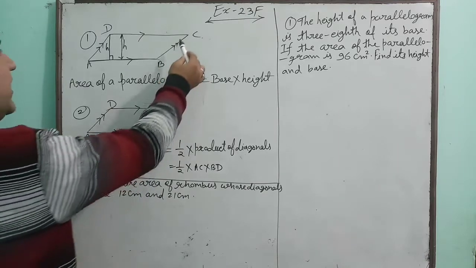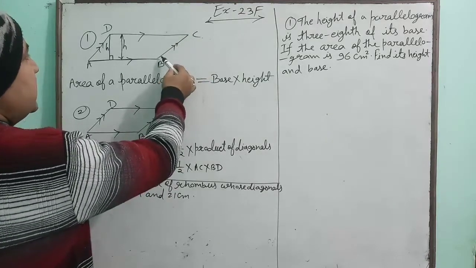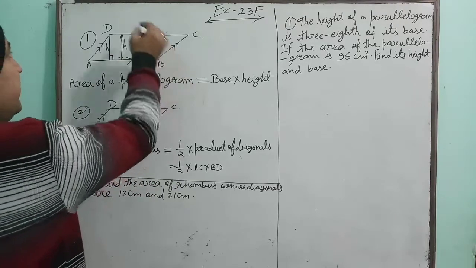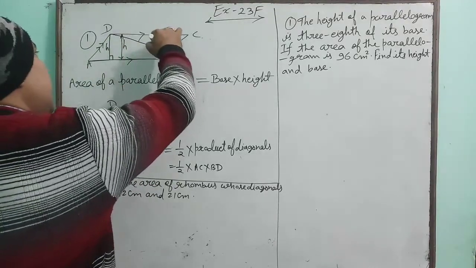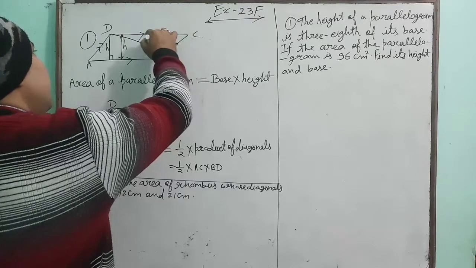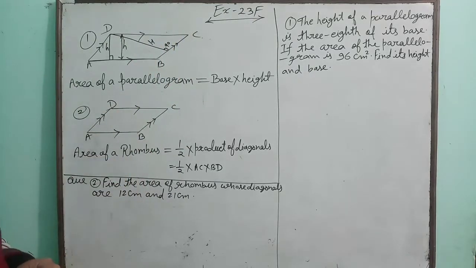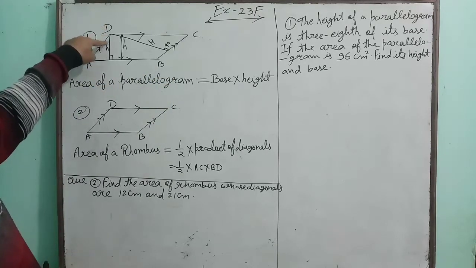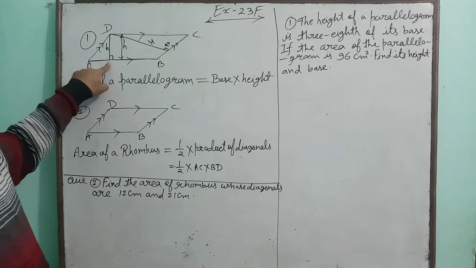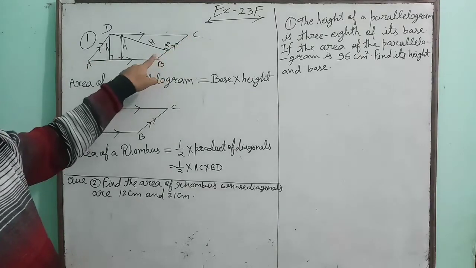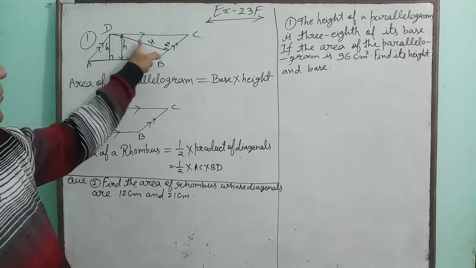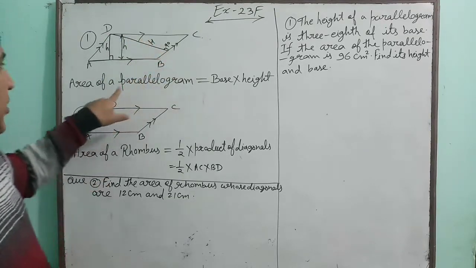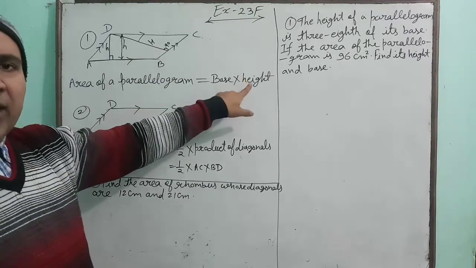Understood? Similarly, if you are taking BC as the base, then the distance between AD and BC, that means you will draw the perpendicular from here, will be called the height. If you take AB as the base, then the perpendicular from D to AB will be the height. If you take BC as the base, then the perpendicular from D to BC will be the height of the parallelogram. Okay, so area of a parallelogram is base into height.